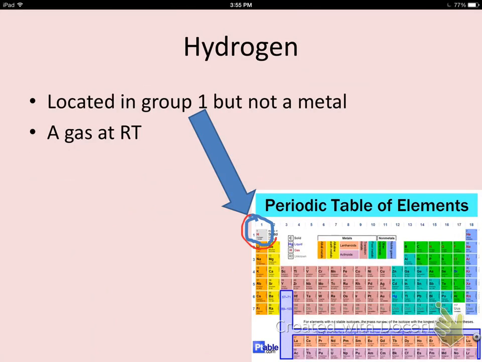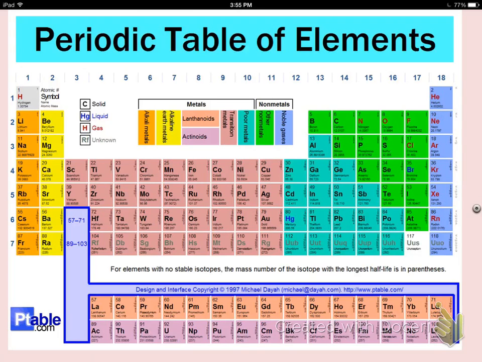Of course, there's an element that really defies organization, doesn't really fit in the scheme, and that's hydrogen. It's located in group 1, but of course it is not a metal, and it is a gas at room temperature. All right, so here's the table. We can see that we have the most metallic properties on the left. We're going to learn in the next podcast about what the trends are with size, as well as with reactivity.